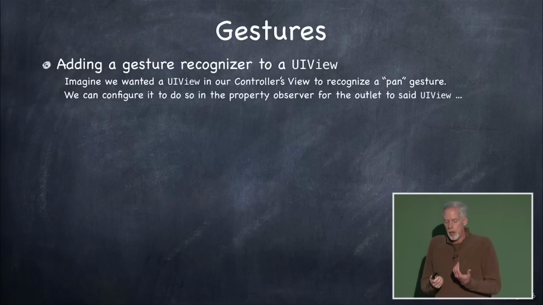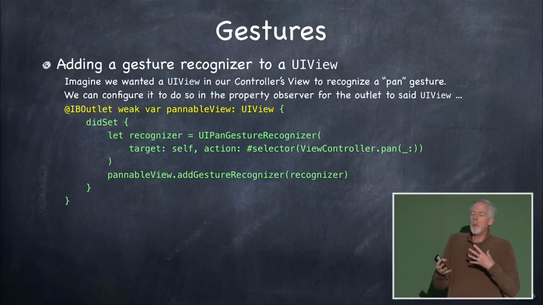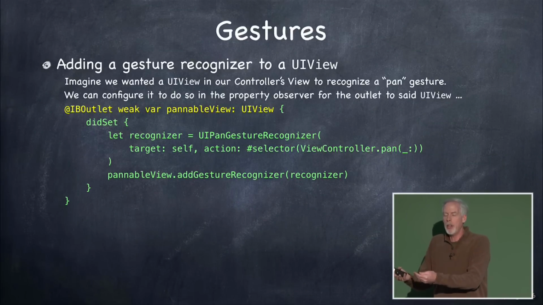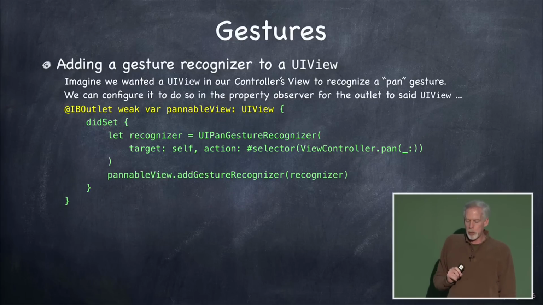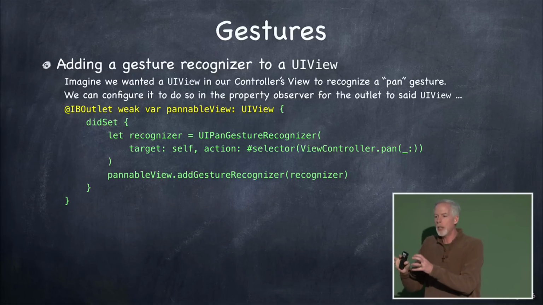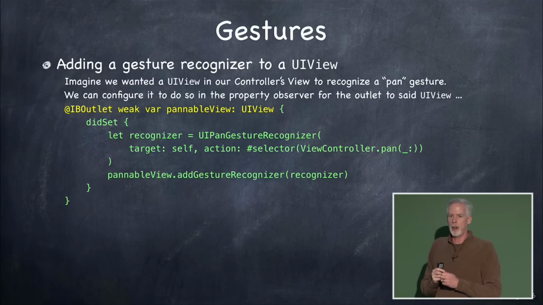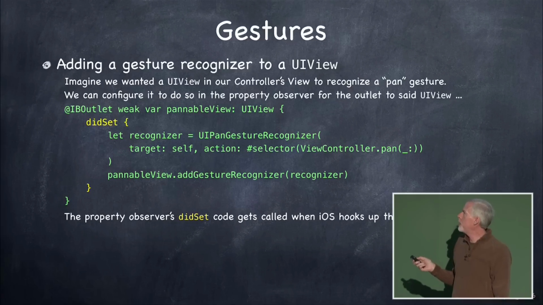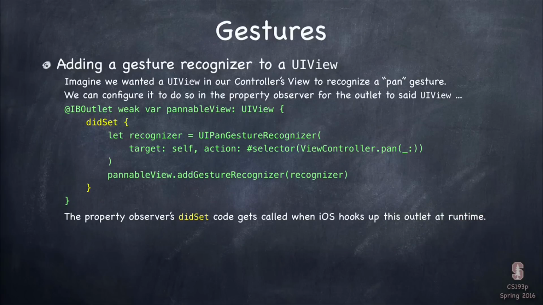All right, so what if we wanted to do that? Well, we have to somewhere in our controller code add a pan gesture recognizer to the view that we want the panning to happen in. Okay, well, a great place to do that is in that didSet of the outlet. Because as soon as we get a pointer to that view that we want to pan, let's immediately just add the gesture recognizer right there. Okay? And we know that this didSet, we already saw this in the demo I just did, when you're doing it to an outlet, this gets called only once. It gets called when iOS first hooks up that view. Okay? Perfect time to go add a gesture recognizer.